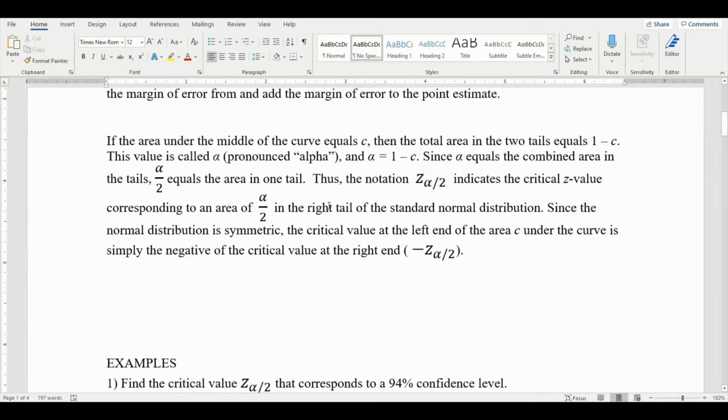Now something major is this z alpha over 2. The alpha comes from 1 minus the confidence level. It is a big deal. I won't tell you what it really is, but later on you'll find out if you continue with the class and with the videos. But it is a really big deal. We're going to start doing hypothesis testing. It's going to be the alpha level that we use to determine whether or not we have sufficient evidence, or significant evidence, however you want to say it.